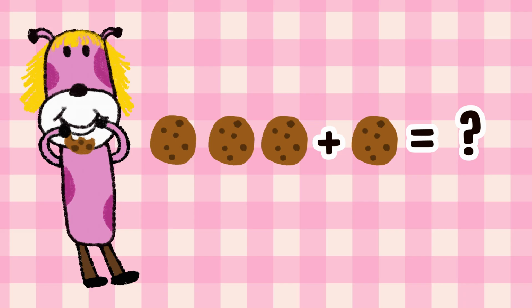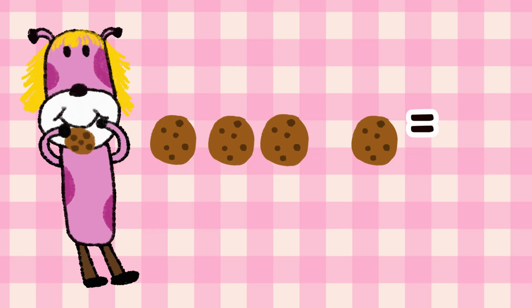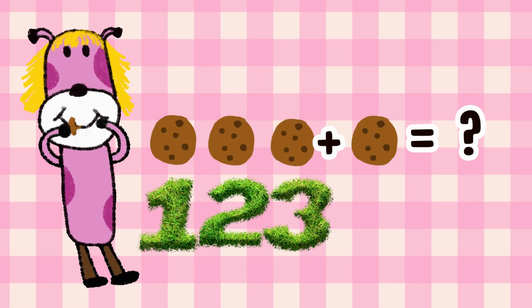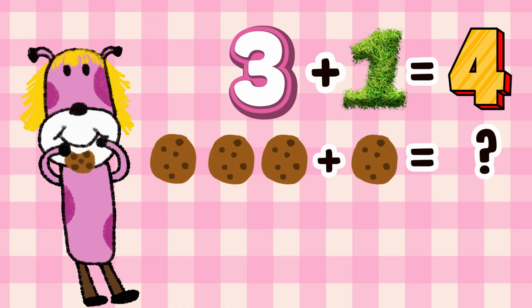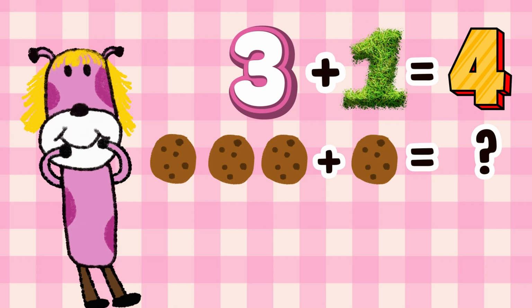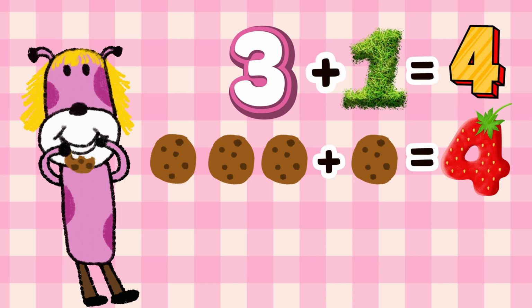Let's count. 1, 2, 3, 4. 4 cookies. Mary ate 4 cookies in total. 3 plus 1 equals 4.